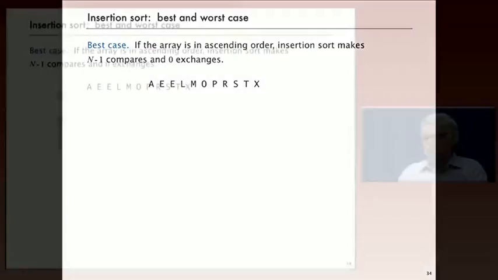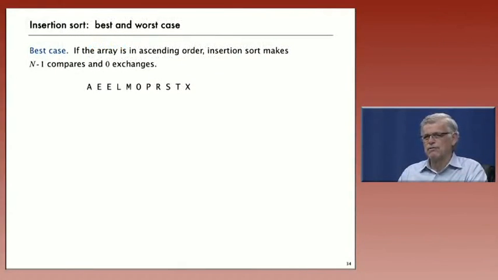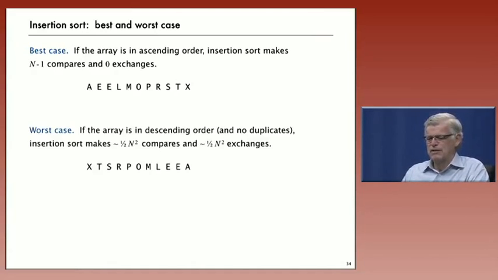Now, insertion sort does depend on the initial order of the data. Let's look at the best case and the worst case, which are certainly outliers. If the array happens to be already sorted, all insertion sort does is really validate that. Each element has a smaller element to its left, so it does no exchanges. It gets the sorting job done with just n-1 compares. On the other hand, if the array is in descending order and has no duplicates, then every element goes all the way back. It makes n squared over 2 compares and n squared over 2 exchanges.